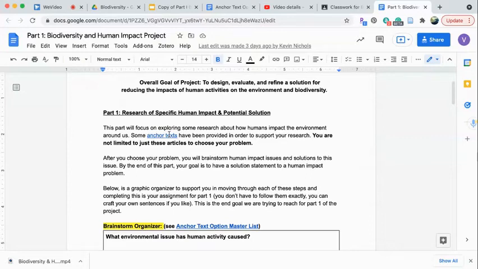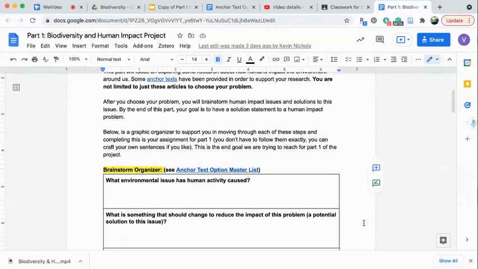After you choose your problem, you will brainstorm human issues and solutions to this issue. By the end of this part, your goal is to have a solution statement to a human impact problem. Below is a graphic organizer to support you in moving through each of these steps, and completing this is your assignment for part one. You can totally craft your own sentences. You don't have to follow exactly what I laid out here, but if you are looking for a little more guidance, you can do a fill-in-the-blank style.